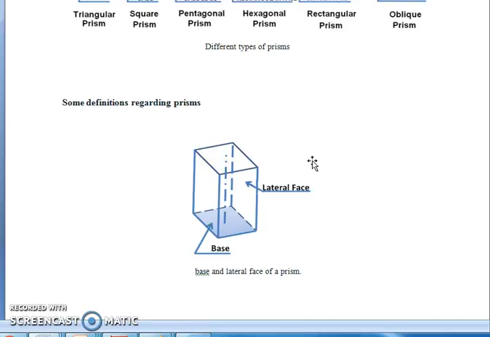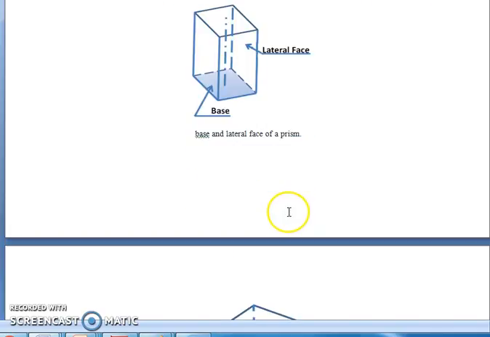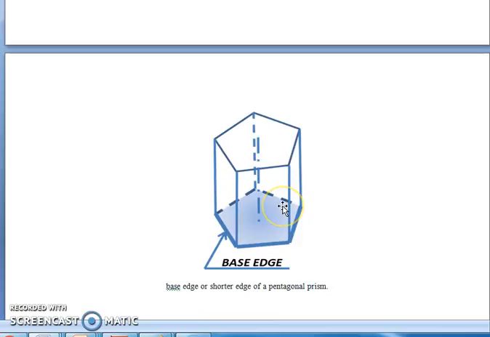Base means the top and bottom are known as the bases. Based on the base only we can describe the name of the prism. Here we see this is the square prism. Square means it contains 4 sides. Based on how many sides it has, it contains that number of faces. And the sides of the base are known as the base edges.